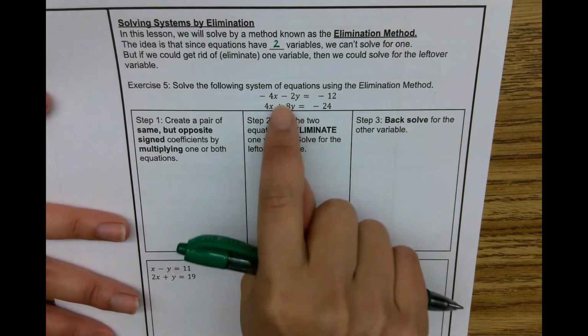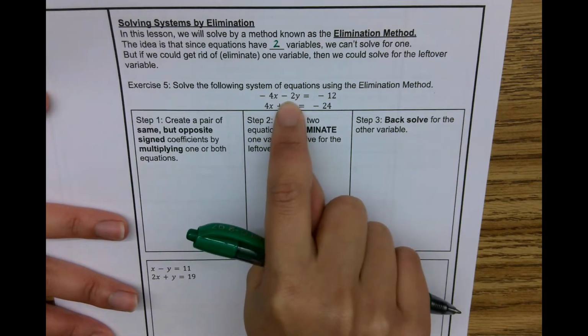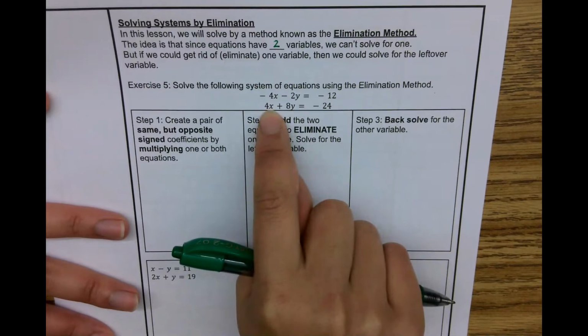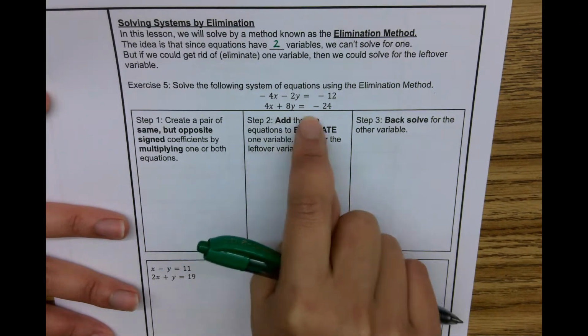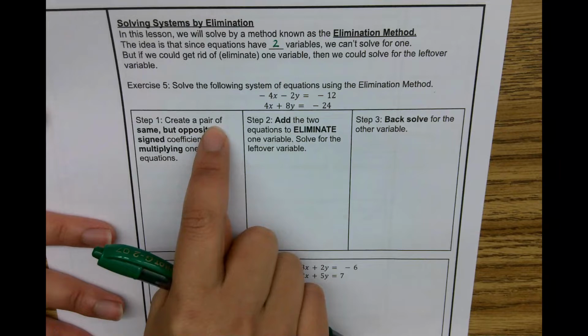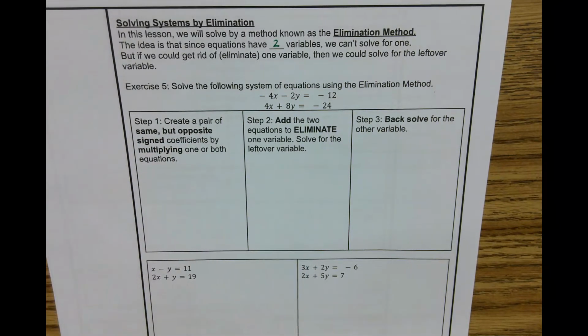Okay? So here you can see that my first equation is negative 4x minus 2y equals negative 12. And then my other equation is 4x plus 8y equals negative 24. So the first step is that we want a pair of same but opposite signed coefficients by either multiplying one of our equations by a number or both of our equations by a number. So that way we have opposite coefficients, okay?